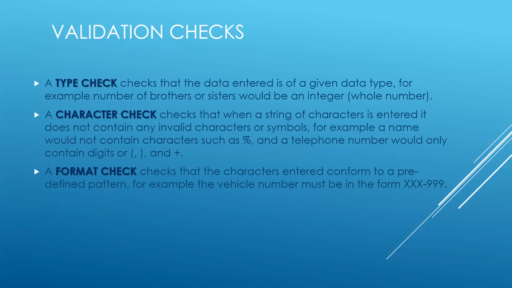So it means the format check is going to ensure the first three are going to be any letter in the 26 alphabet set, and a hyphen, and then it will be any three digits. So that is going to be the format check. By the way, any other example that strikes your mind? Vehicle number is one example.